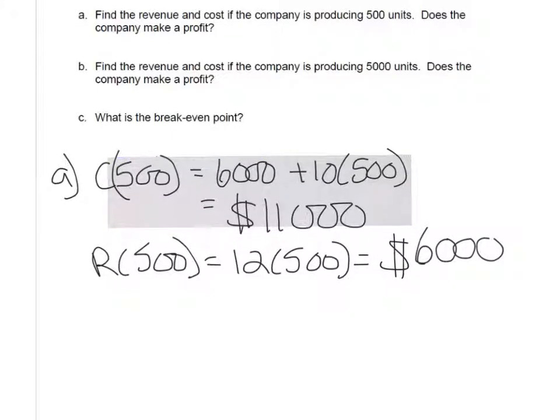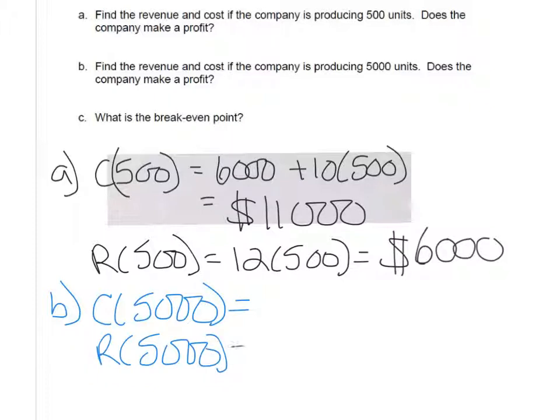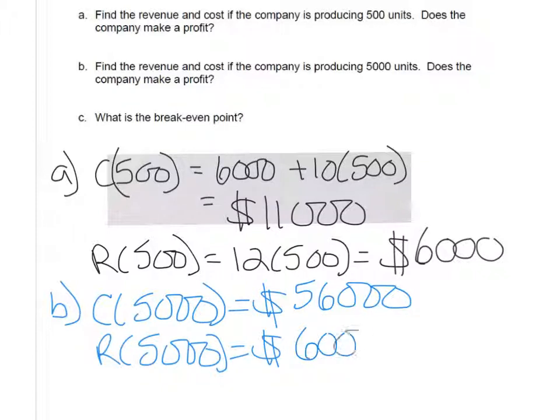Okay, for B, find the revenue and the cost if the company is producing 5,000 units. Okay, so let's plug in 5,000. So the cost is going to be $56,000, and the revenue is $60,000. So because the revenue is now greater than the cost, the company does make a profit.